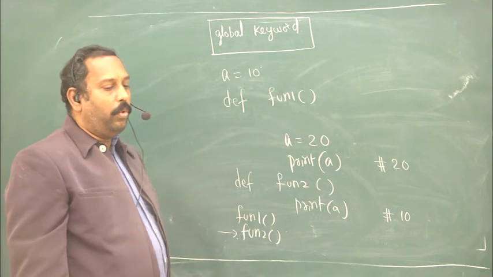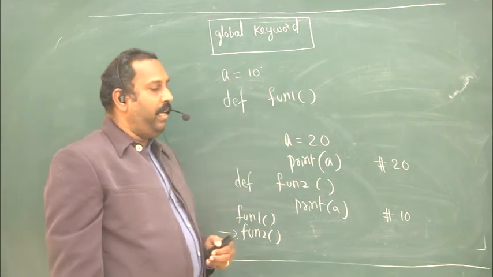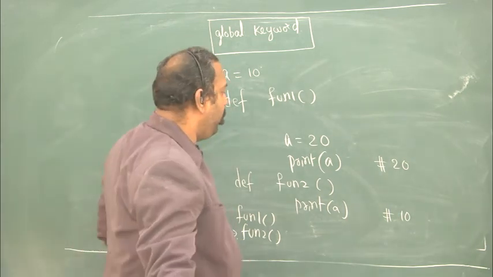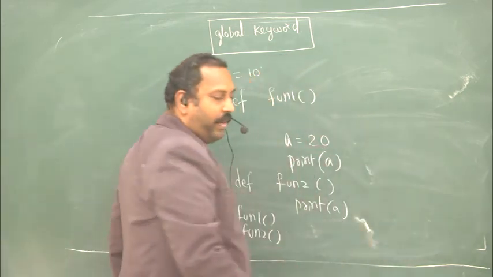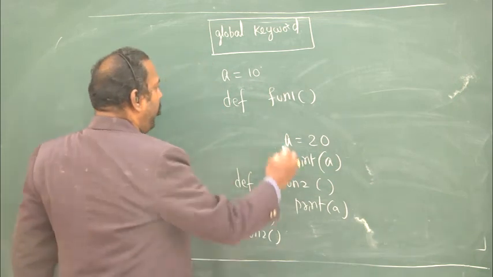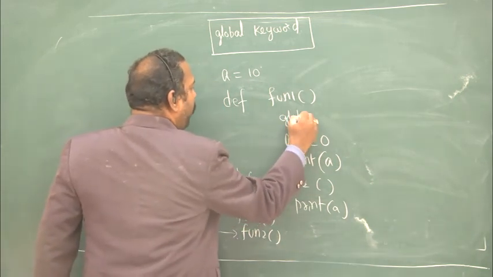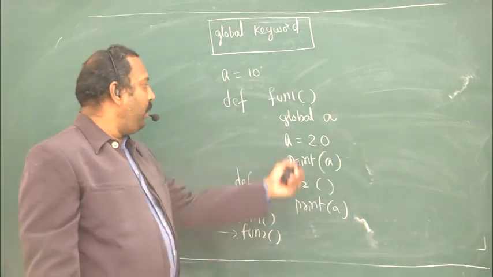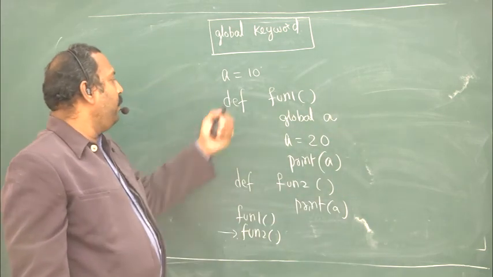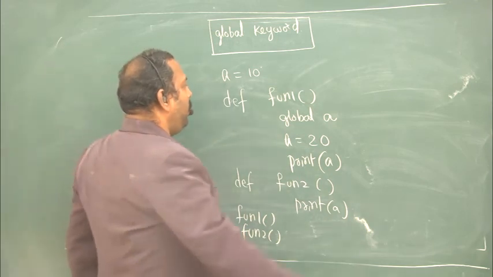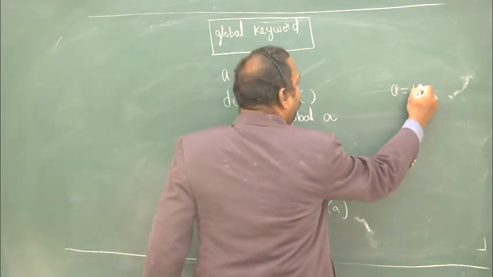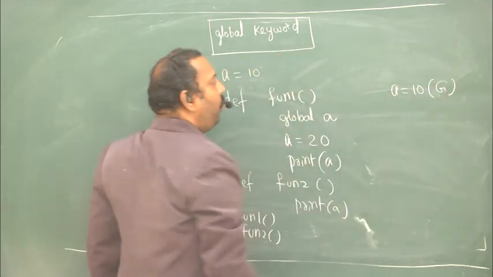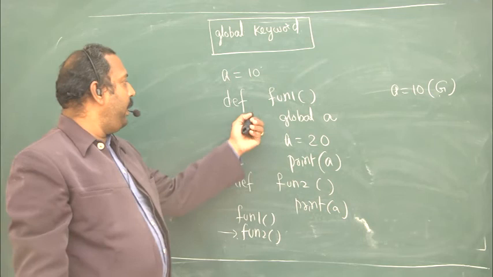Now what I want to do, I want to access a global variable within the function. Then what you have to do, you have to define a statement like this, global a. Whenever you give global a, then what will happen? First the global variable a equal to 10 will be created at G scope. That means global scope a equal to 10 will be created.